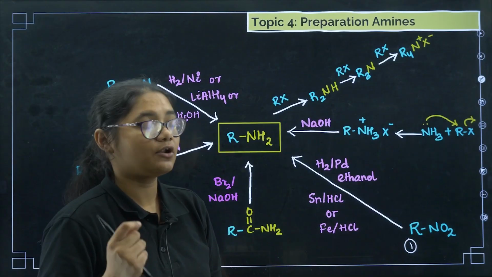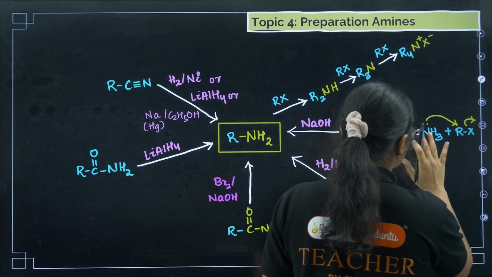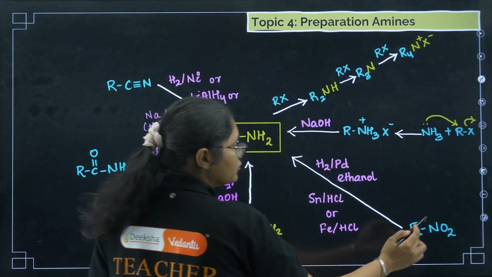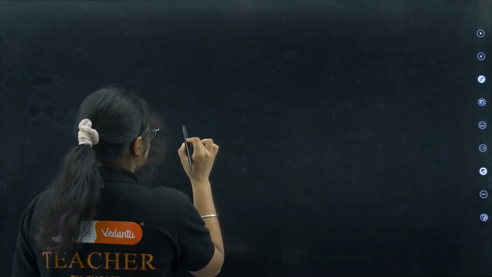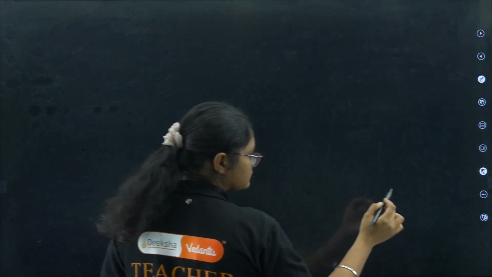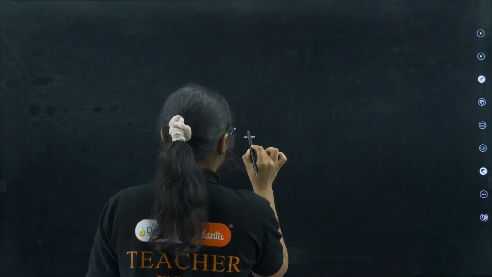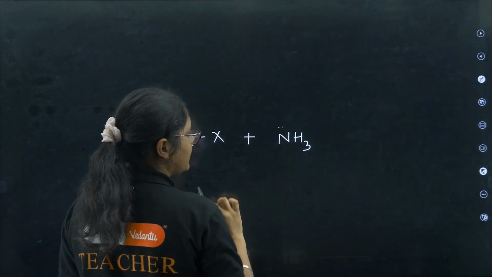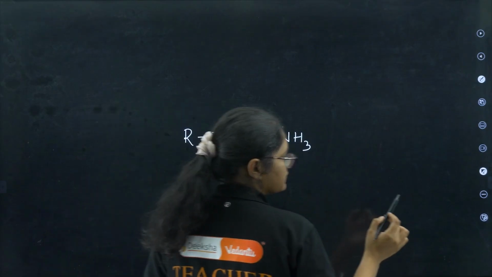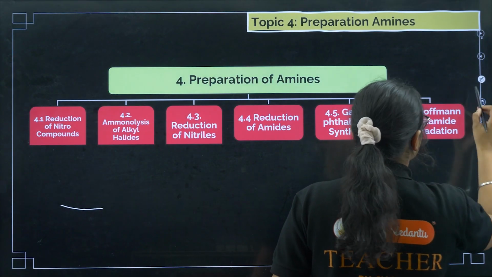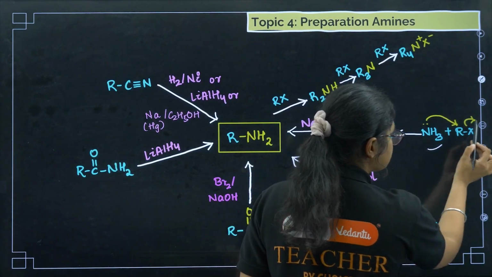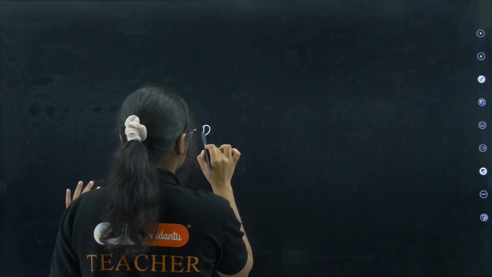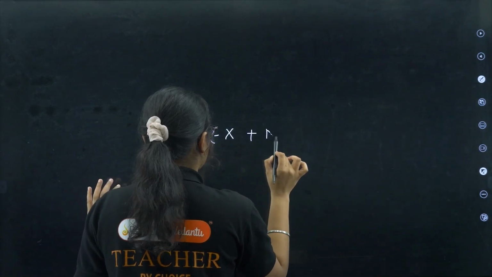Second is what? Reduction of nitriles. Okay, ammonolysis. So I will explain this ammonolysis part in detail first. See how ammonolysis takes place. You have here RX, and you are treating it with ammonia. So what happens here? Nitrogen also has a lone pair, right? So I can show you once. You see, this NH3 is there and RX is there. So first, what happens?